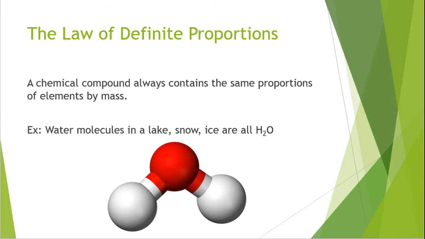The law of definite proportions states that a chemical compound always contains the same proportions of elements by mass. For example, if we compare water molecules in, say, a lake, snow, or ice, we know that they will all be composed of 2 hydrogen atoms and 1 oxygen atom. We know this because the chemical formula of water is H2O, 2 hydrogen, 1 oxygen. This ratio never changes. So in a lake, snow, and ice, we find the same type of water molecules.